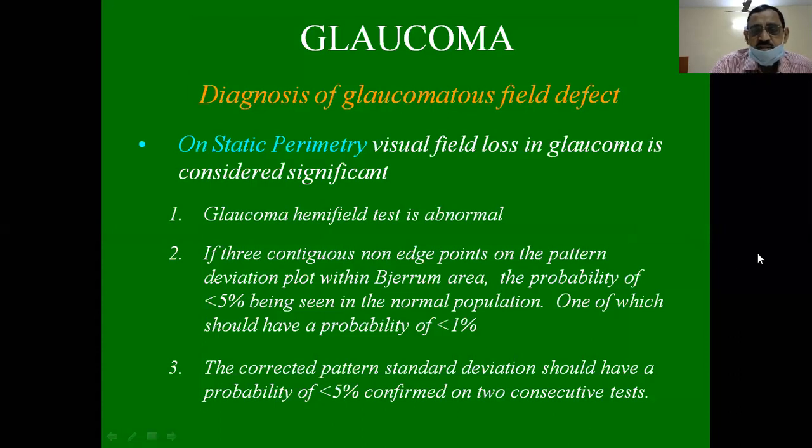So, diagnosis of glaucomatous field defect on static perimetry. Visual field loss in glaucoma is considered significant when the glaucoma hemifield test is abnormal. It will be seen on the printout of the fields: 3 contiguous non-edge points on the pattern deviation plot within Jerram's area, with a probability of less than 5% of being seen in the normal population, one of which should have a probability of less than 1%. The corrected pattern standard deviation should have a probability of less than 5%, confirmed on 2 consecutive tests.